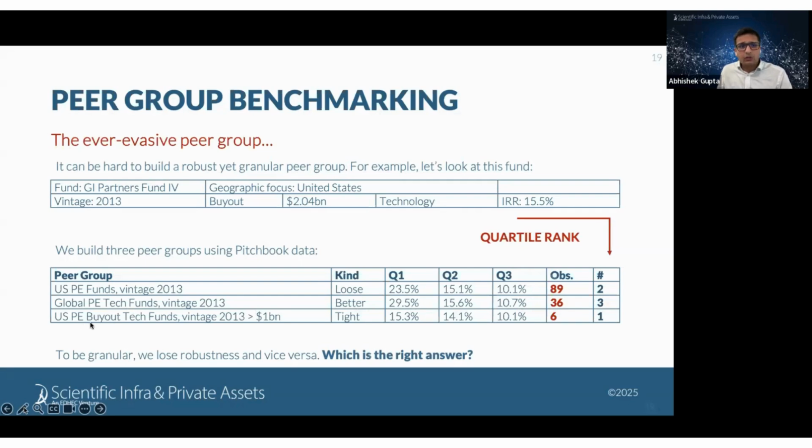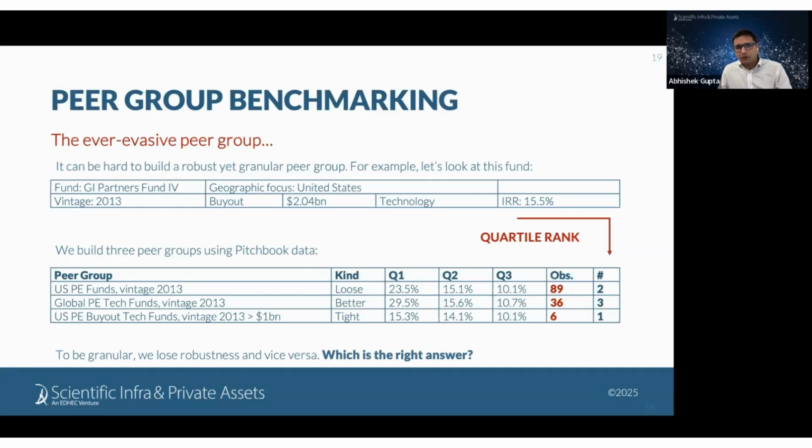Now, third case where we go extremely granular, US PE biotech funds, vintage 2013, with a size of greater than 1 billion. That's as close to the fund as possible in terms of strategy. The distribution of returns is very narrow. It goes from 15% to 10%, but also there are only 6 funds in the sample. So you've lost a lot of robustness in doing so, and your quartile rank is 1.